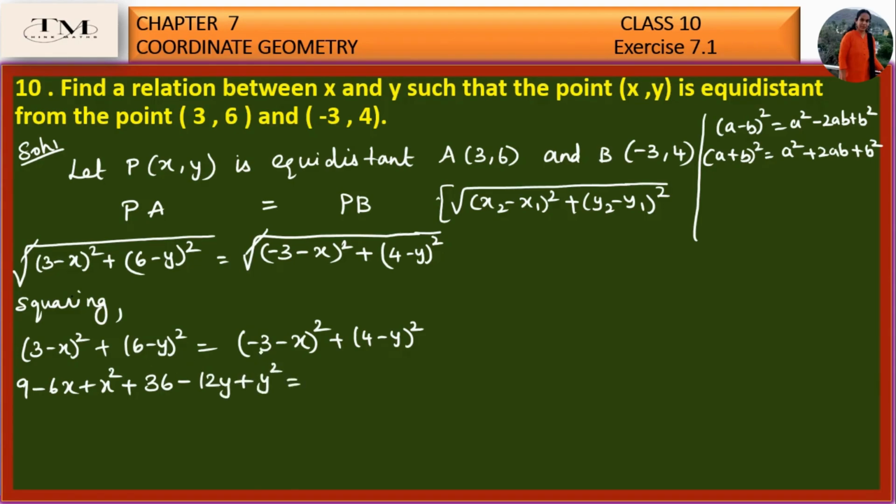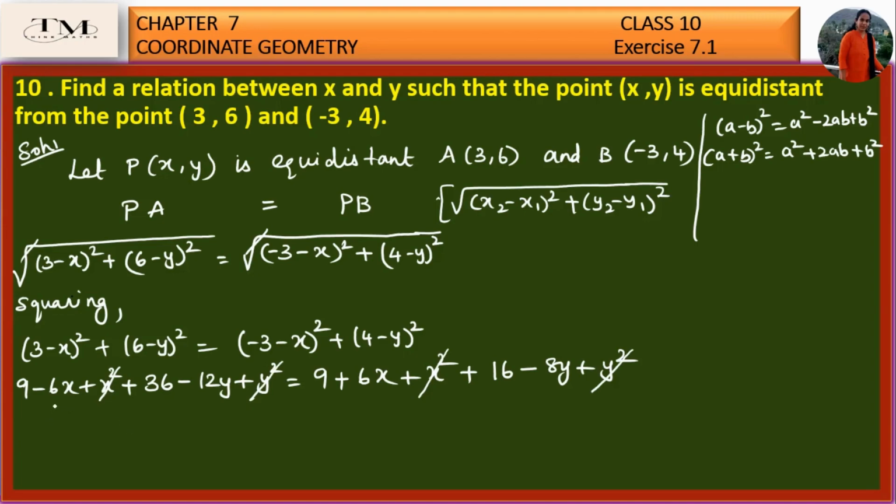On the other side, minus 3 whole square is also 9. Here we have two negatives, so it will become plus. So 2 into 3, 6x, plus x square, plus 4 minus y whole square. 4 square is 16, minus 2 into 4, 8, 8 into y, 8y, plus y square. What happens? x square and x square get cancelled. Then y square and y square get cancelled.